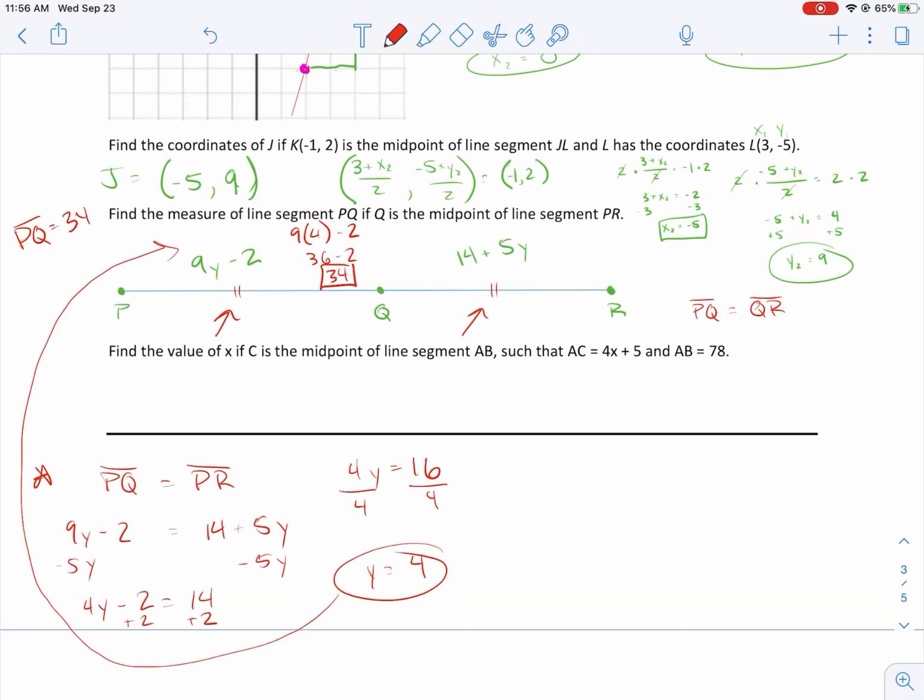And then also, if you were to take that same number and plug it into the one back here, right? 5 times 4 is 20. 20 plus 14 is 34. So both lengths still equal out to be the same.